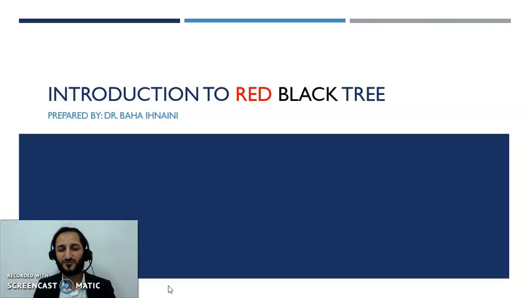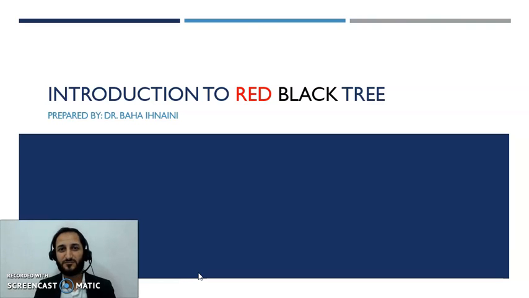We will have an introduction to such kind of trees. And what is a red-black tree? Actually, it is a binary search tree, a special kind of it. So first of all, we'll explain binary search trees, and then we will introduce why we need a red-black tree and what are the criteria of red-black trees.